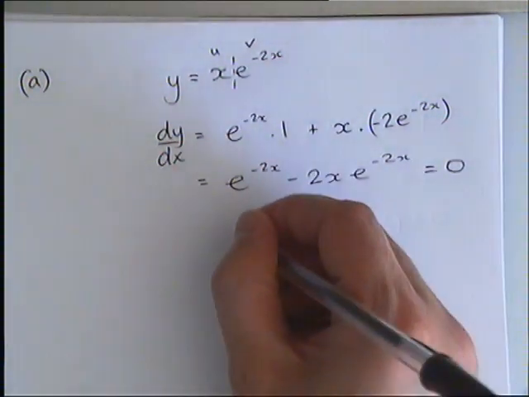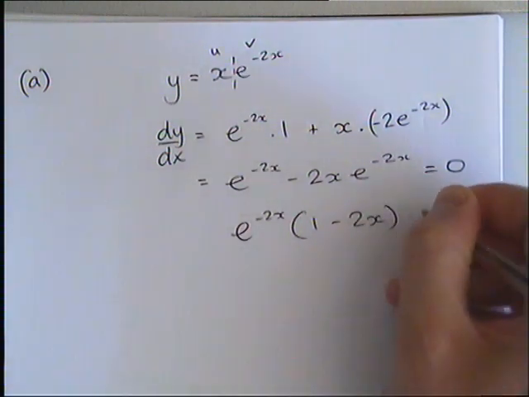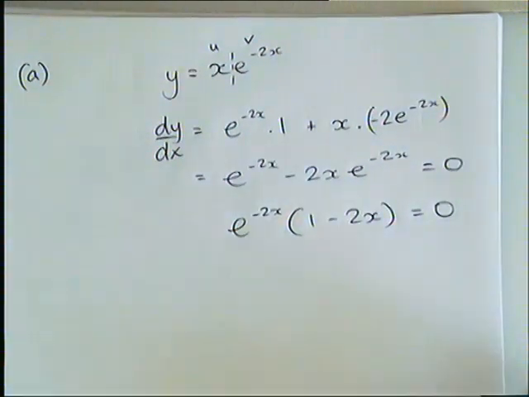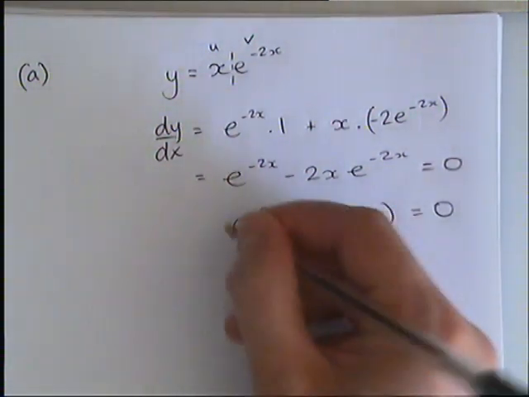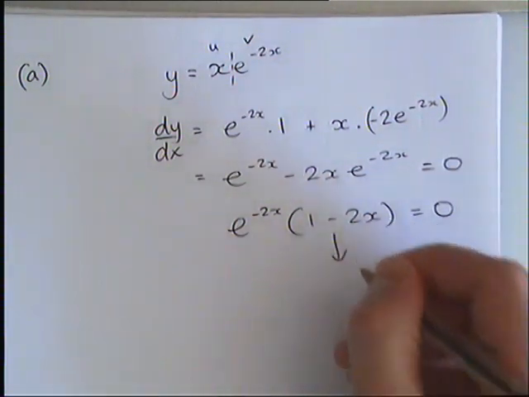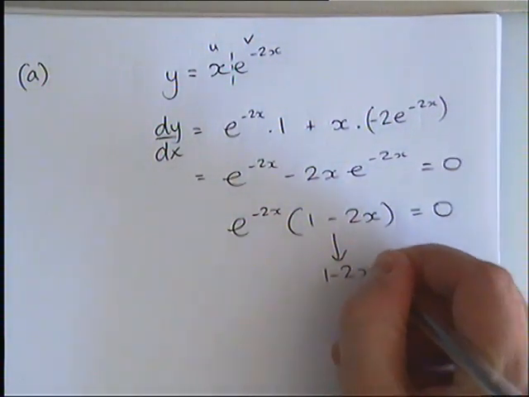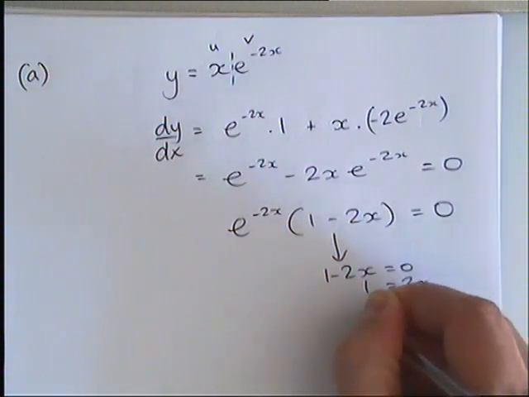How do I solve this equation? Well, I'm going to factorize out the e to the 2x. Sorry, e to the minus 2x, like that. This can never be 0. It's never possible for an exponential to be 0. So the only place worth looking is here. And if I want this to equal 0, my value of x is 1/2.